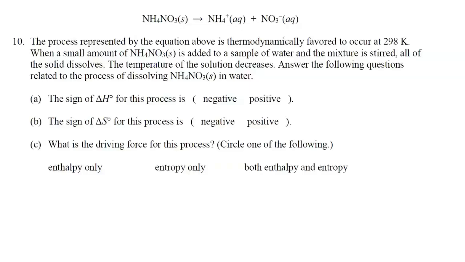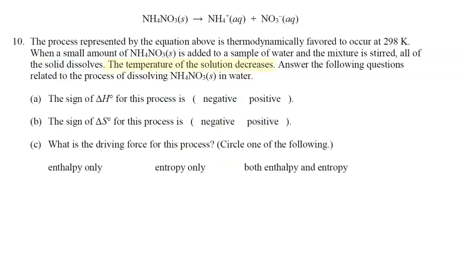It also says the temperature of the solution decreases. That's an important detail because that observation will help us decide if this is an endothermic or exothermic process. It says, answer the following questions related to the process of dissolving solid ammonium nitrate in water. Part A. The sign of delta H for this process is.